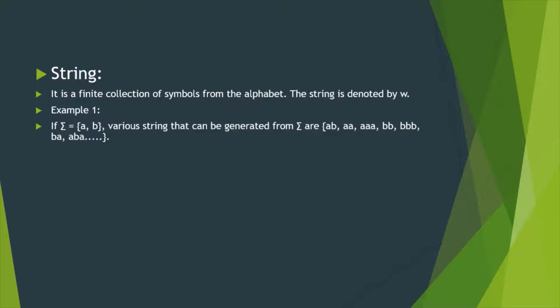We can generate any kind of string from these alphabets A and B, and it can be of infinite length. Right here in this example you can see that the string goes up to infinity because we have not mentioned any restriction. So we can generate A, AB, AA, triple A, BB, triple B, BA, ABA, up to infinity.